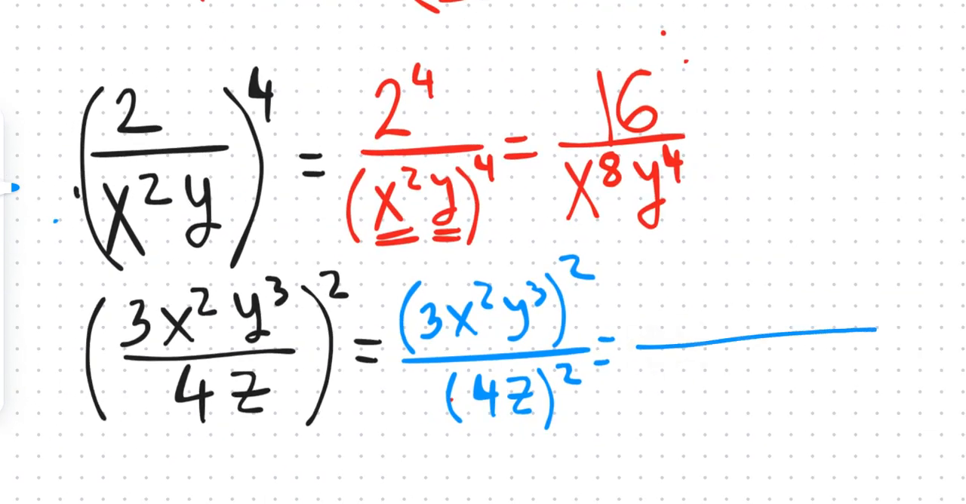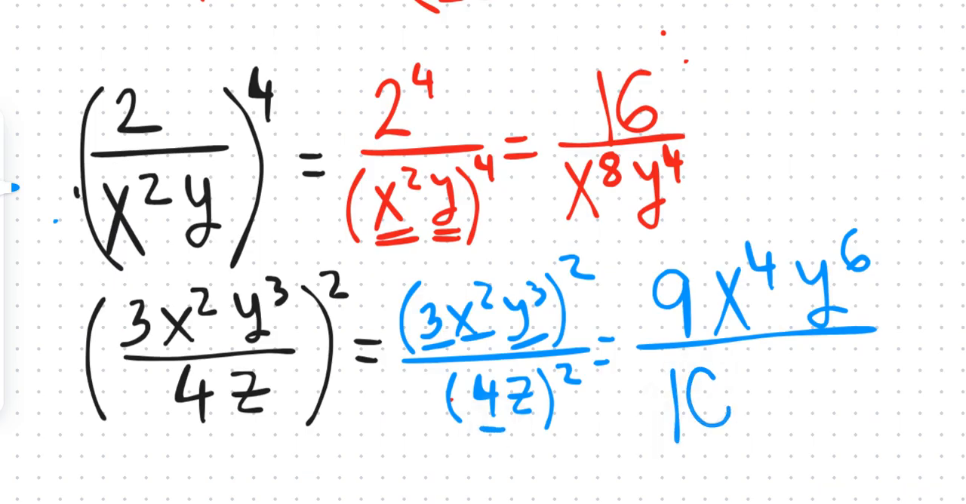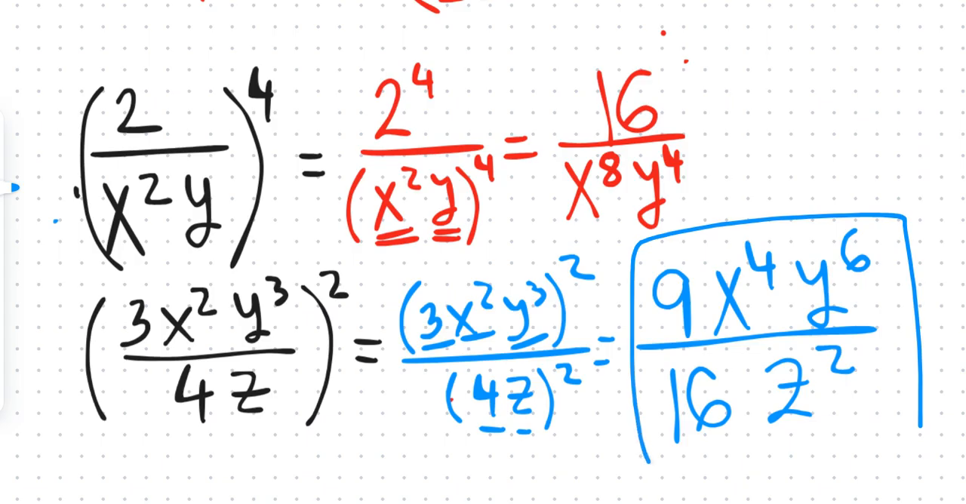Finally, what do we get here? 3 to the power of 2, 9. X squared to the power of 2, x to the power of 4. Y cubed to the power of 2, y to the power of 6. Perfect. Our denominator, 4 to the power of 2, 16. Z to the power of 2 will be z to the power of 2. That's it. We have the final answer.